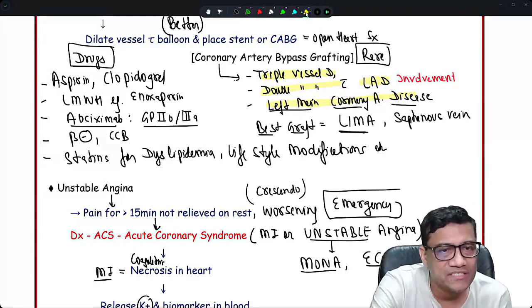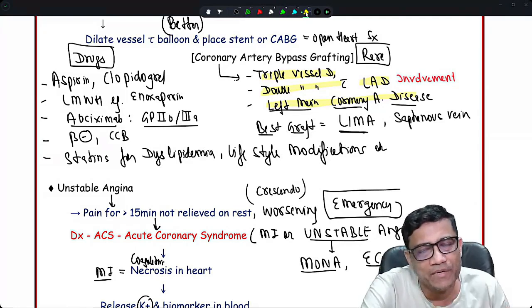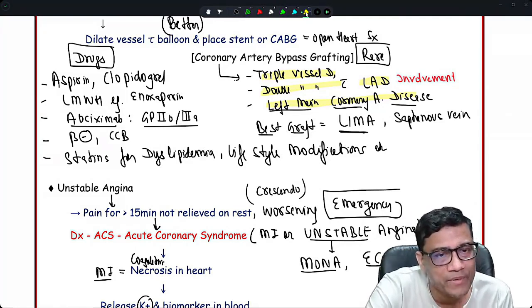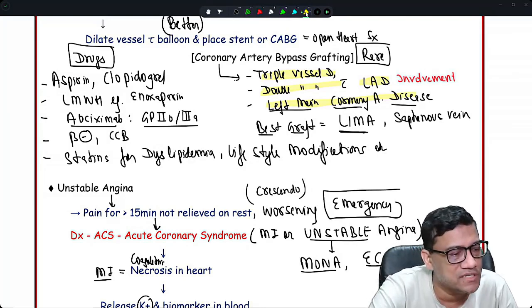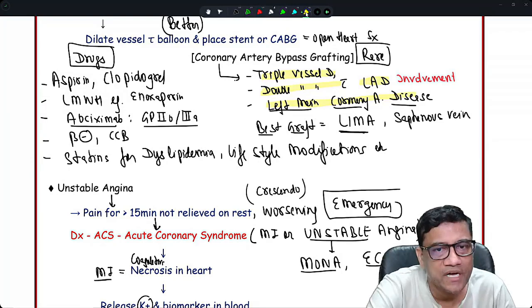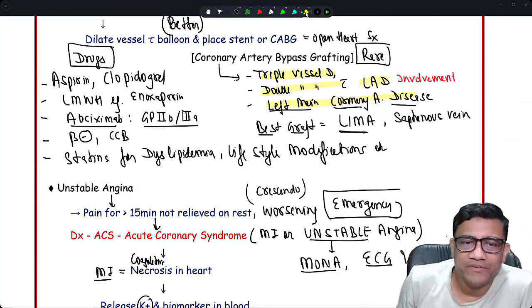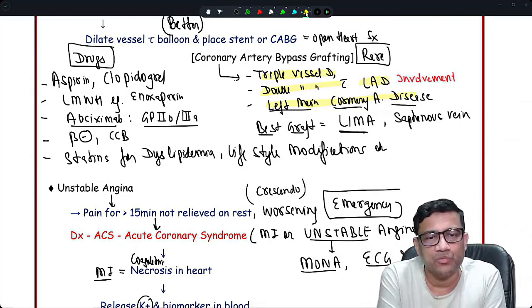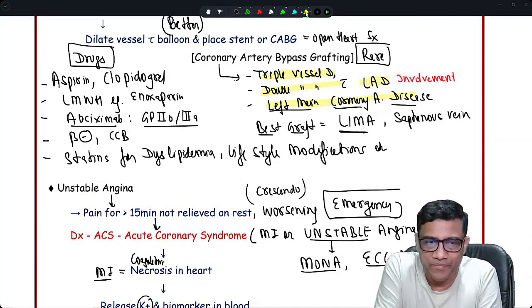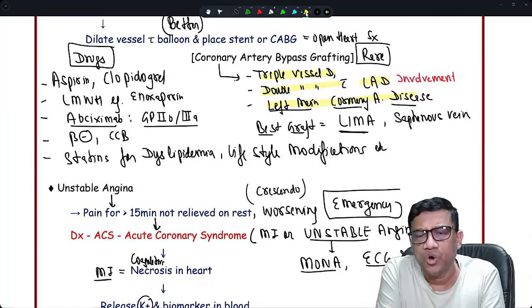Now the drugs, as I discussed, are aspirin and clopidogrel, which are antiplatelets. Then we can use heparin, LMWH, low molecular weight heparin, an example is enoxaparin. Then abciximab, a monoclonal antibody against glycoprotein 2B and 3A, which prevents clotting. Then beta blocker, CCB, statins for dyslipidemia, lifestyle, and exercise are all to be given.